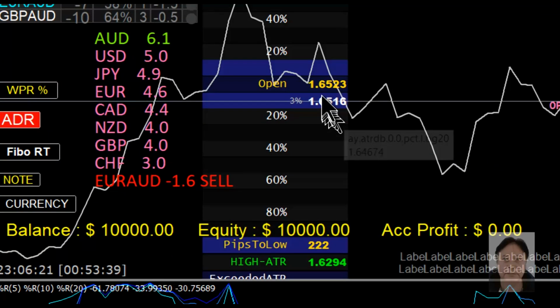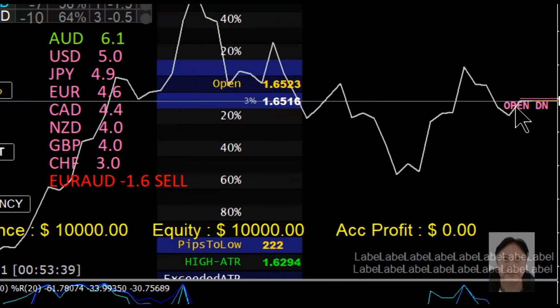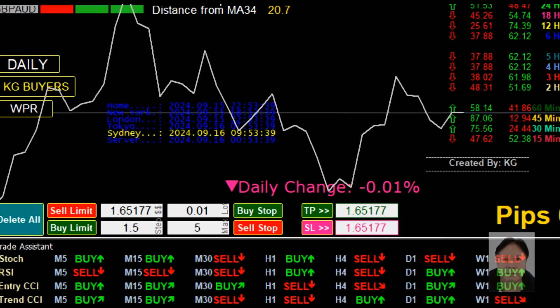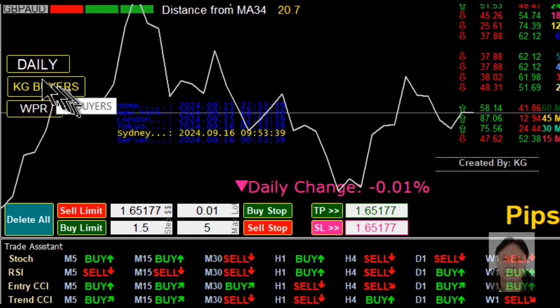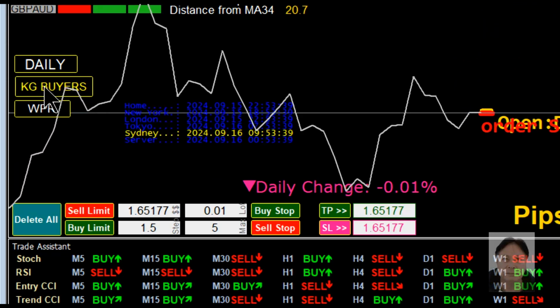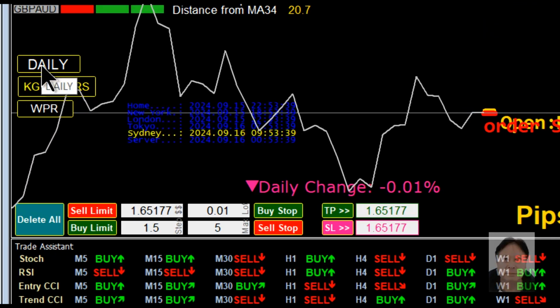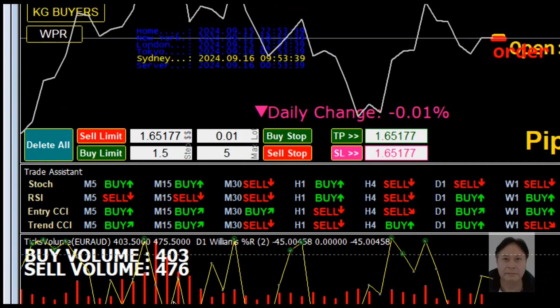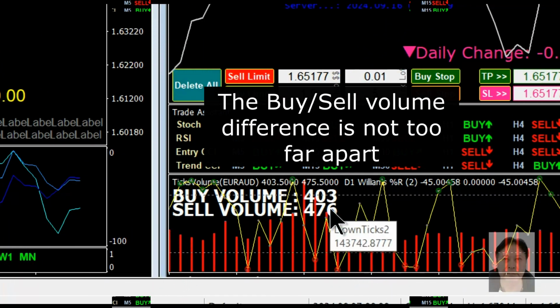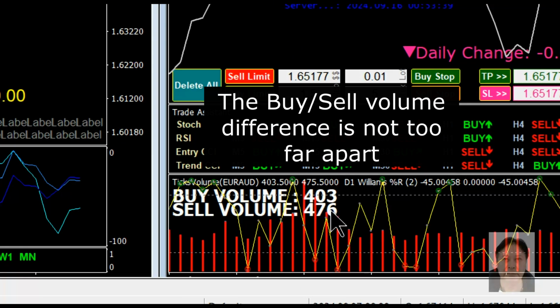But it's still stuck there at 3%. And it's still saying it's an open down. And that one, daily, it's still saying, get rid of that. Yeah, it's still saying that's down as well. Right, we'll have to come back and maybe we'll be able to place a trade. As you can see, the disparity between the two is not a great deal.